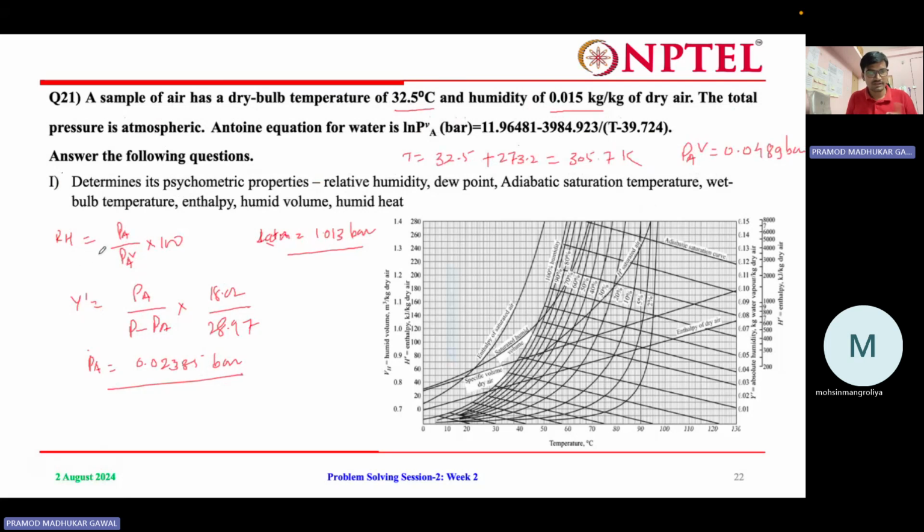So we can calculate the RH. RH equal to 48.74%, right? This is the first part. Now we have to calculate the dew point.